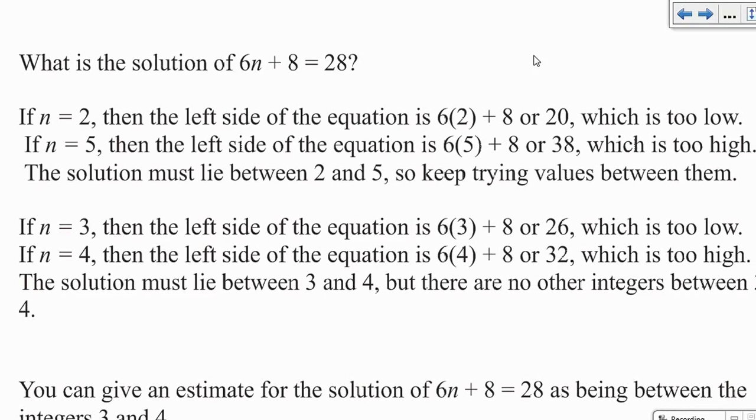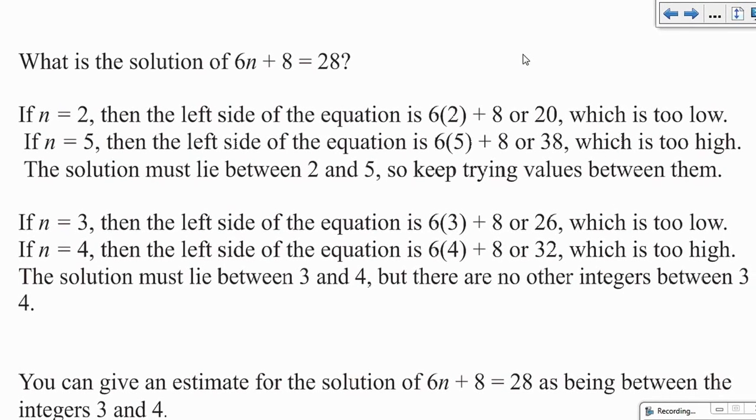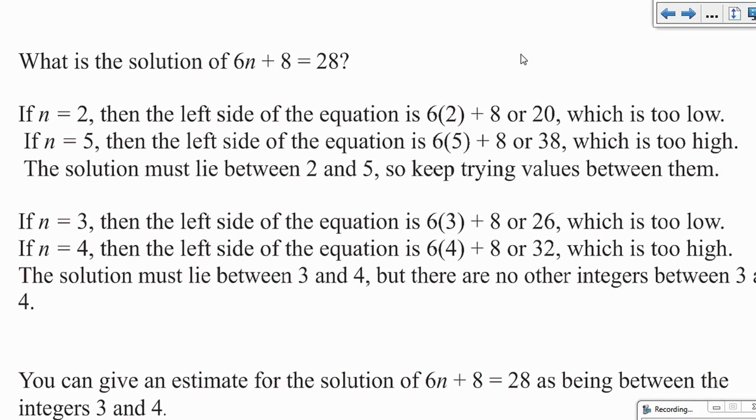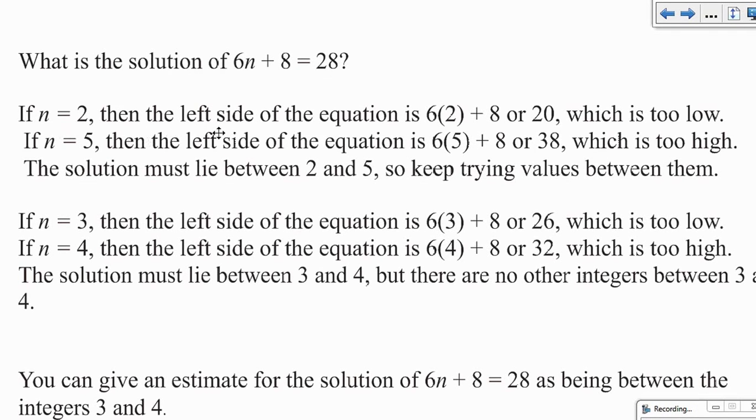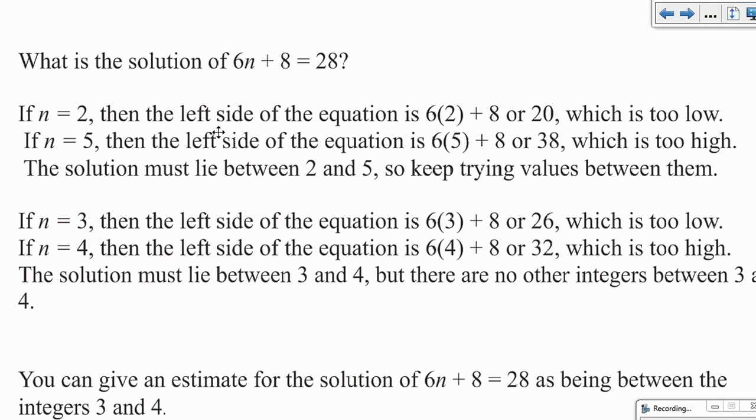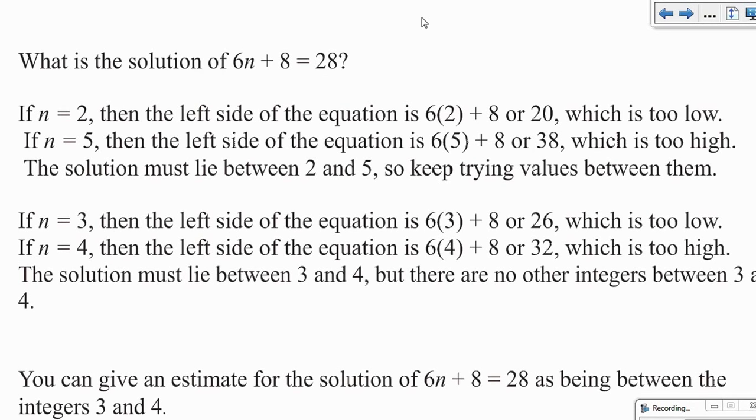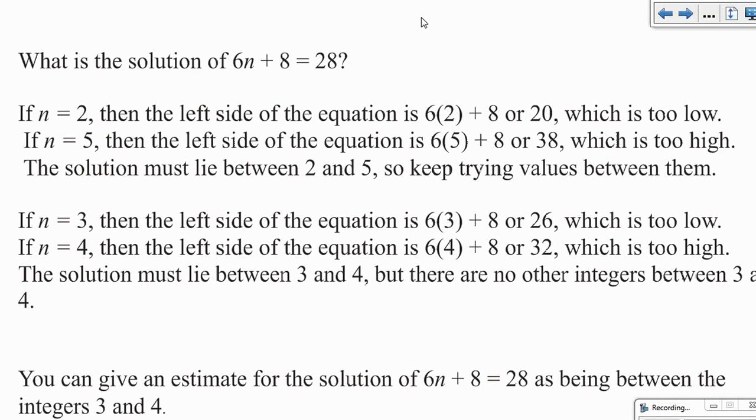Now sometimes your equations get a little more difficult. What is the solution of 6n plus 8 being equal to 28? If n is 2, then the left side of the equation becomes 6 times 2 plus 8, which is equal to 20. And that answer is too low. If we guess and check and plug in 5 for n, the left side of the equation becomes 6 times 5 plus 8, which is equal to 38. And that answer is too high.